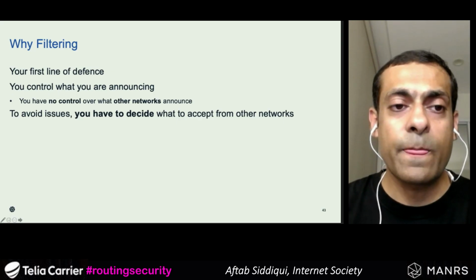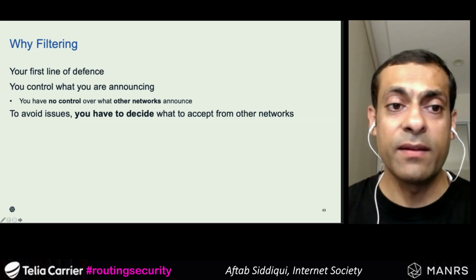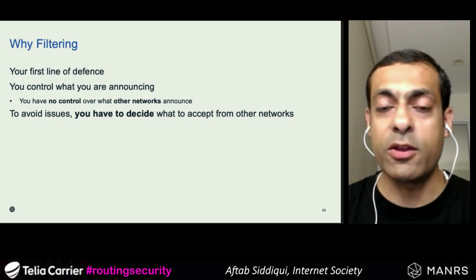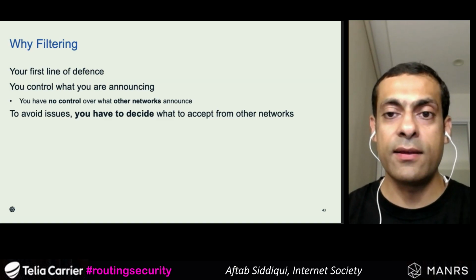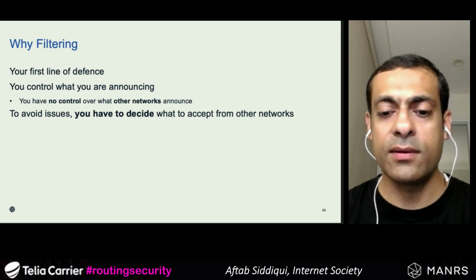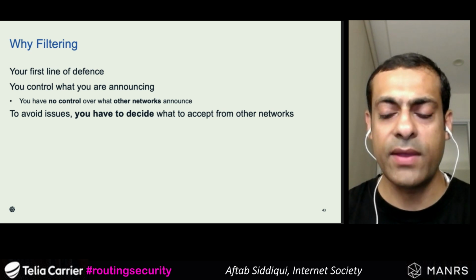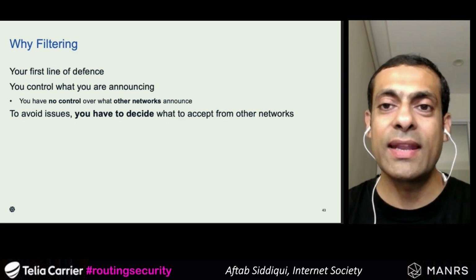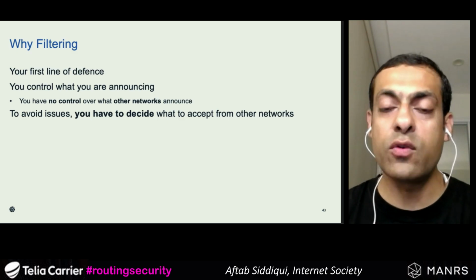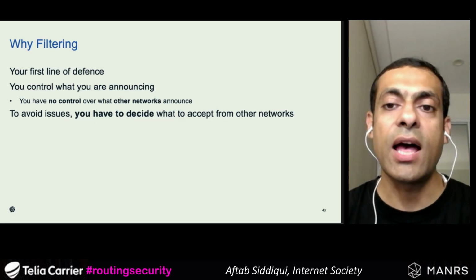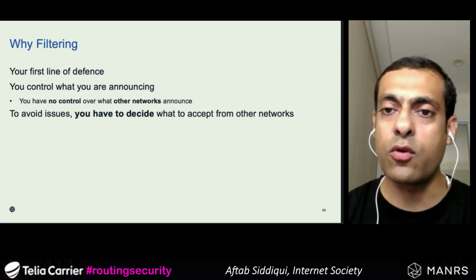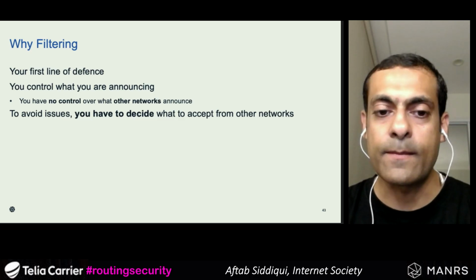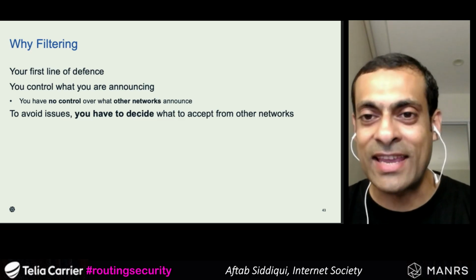Right. So why filtering? Number one, of course, this is your first line of defense. Because it is your network, there's a very famous rule in the network community: it's my network, my rules, right? So you can decide what can come inside your network, and you can decide what announcements are going outside your network. You are the gatekeeper of your network, so you have to make sure that there is a gate.